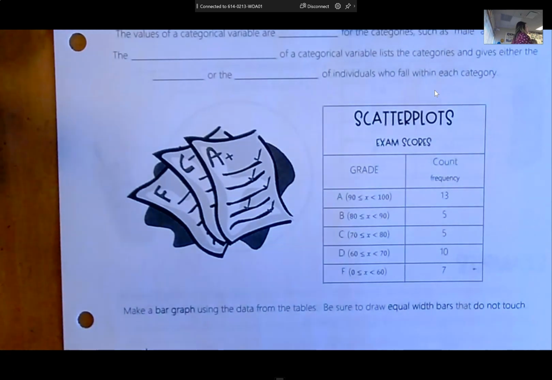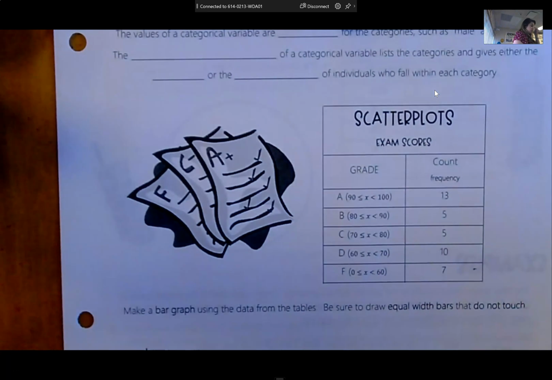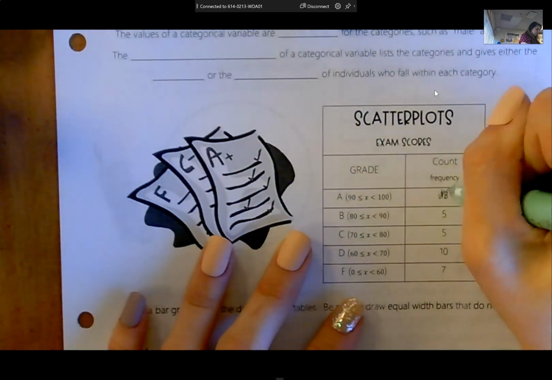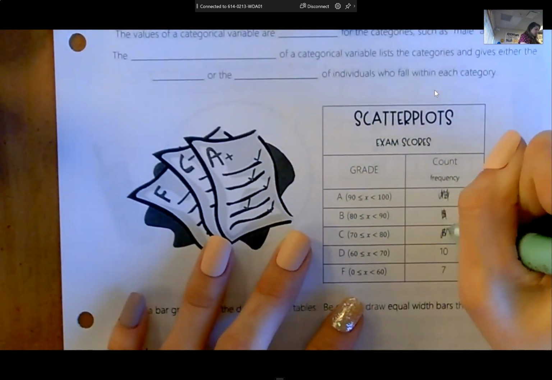That 13 seems like too many. Let me double check, because I may have messed up your data. I did. Way to go, teacher. These are backward. So sorry. Scribble them out.